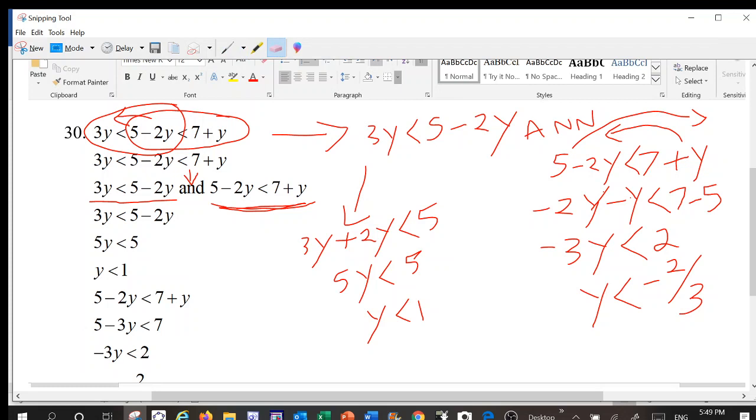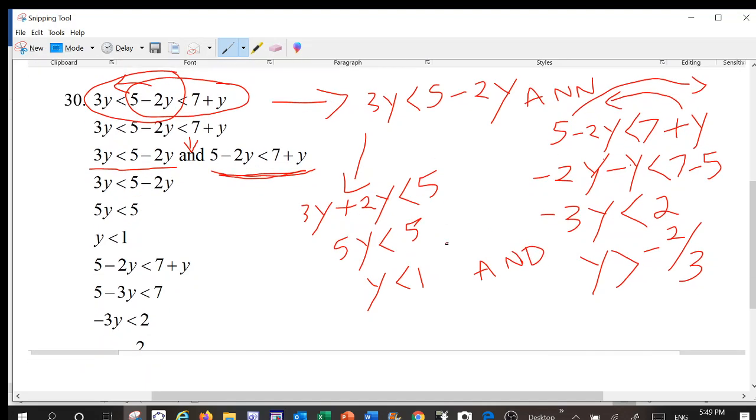Now what is my mistake here? I have to change the direction of the inequality. So that would be a greater than. So remember, this is "and" here. So what we have to do is this.